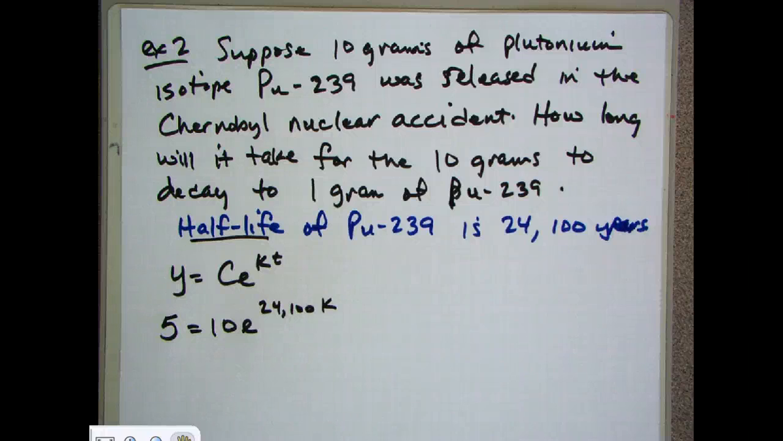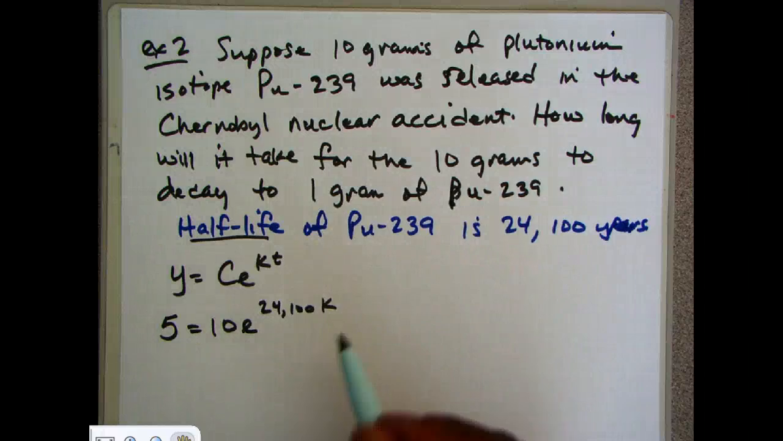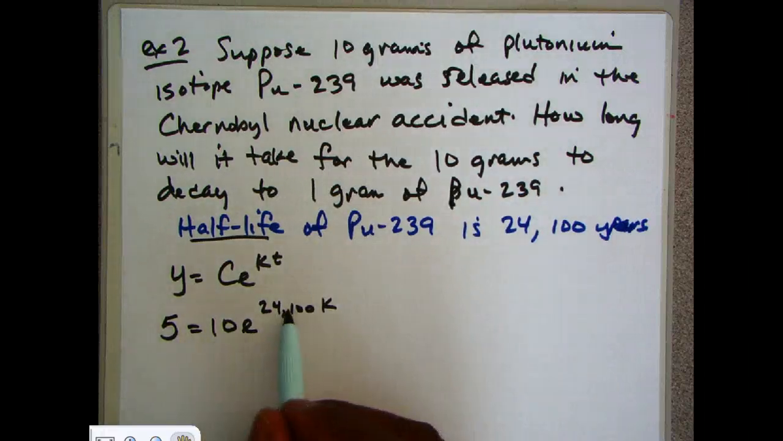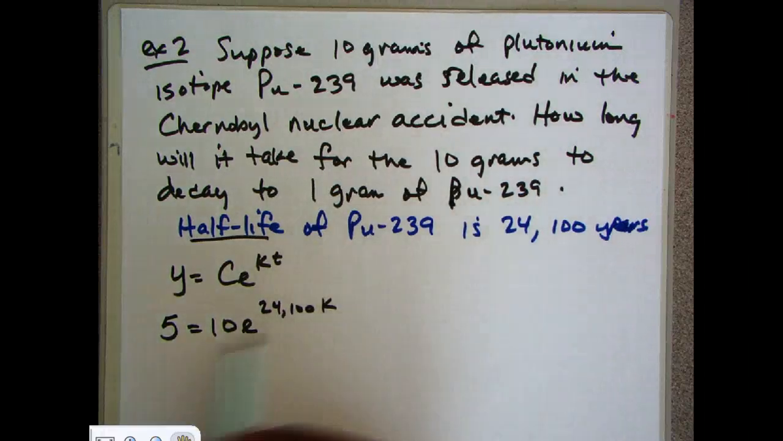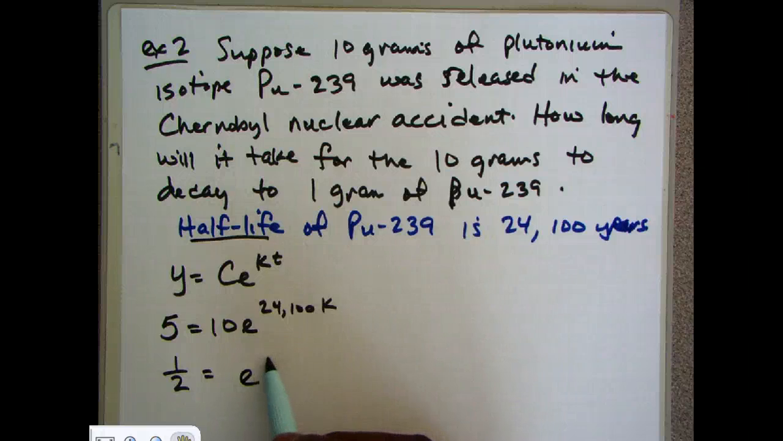Okay, so here we should be able to solve for K. We only have one unknown, so 3 of our spots are filled. We have the one unknown. Divide both sides by 10, so we end up with 1/2 is equal to E to the 24,100 K.